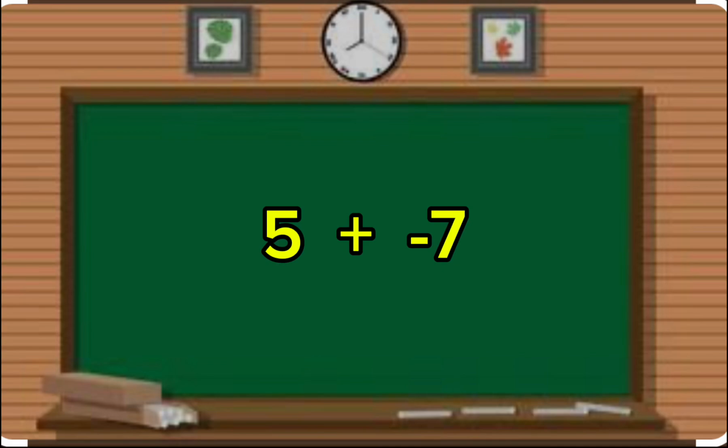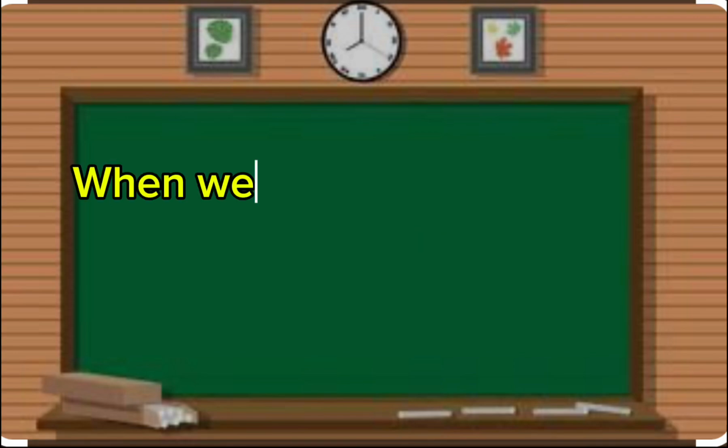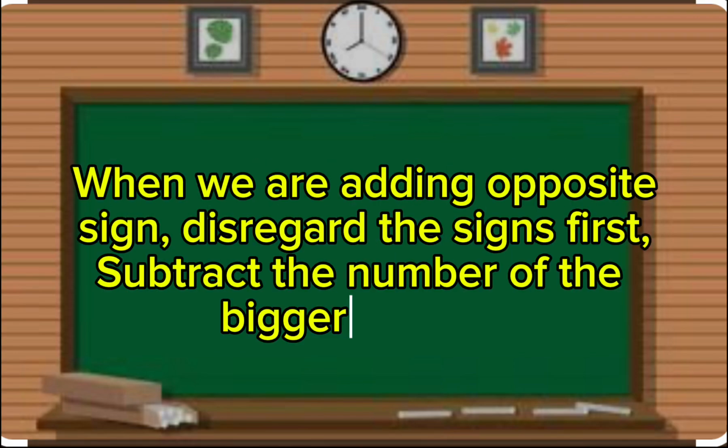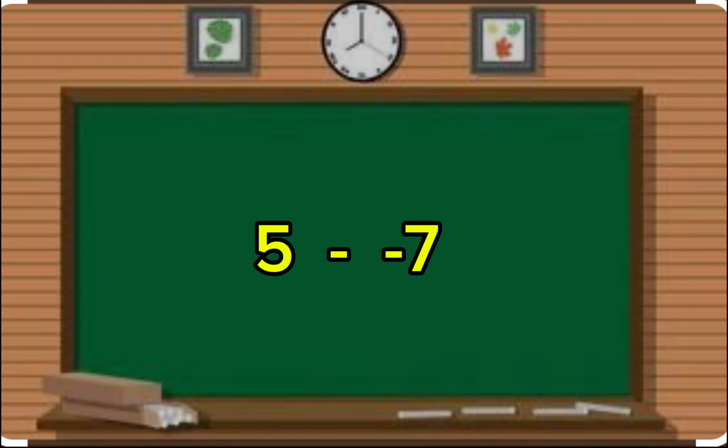At this point, we have now the operation of addition. This time, we need to follow the rules of addition of integers. When we are adding the opposite signs, disregard the signs. First, subtract the smaller number from the bigger number. We have here 5 and 7. Now let's subtract 5 and 7.